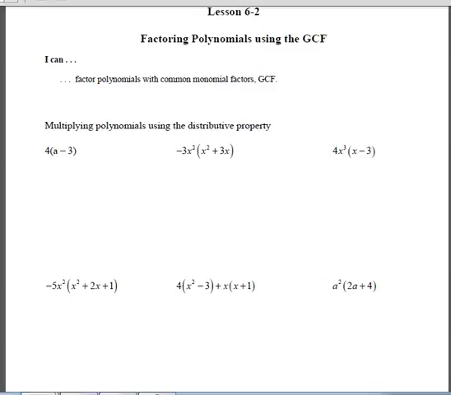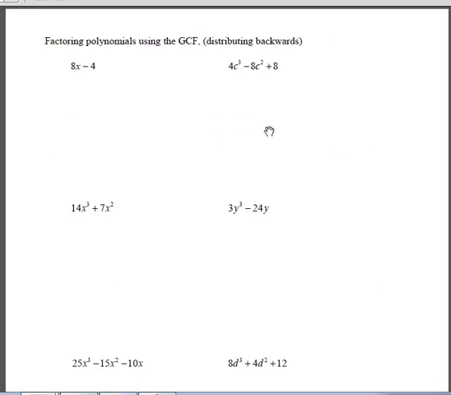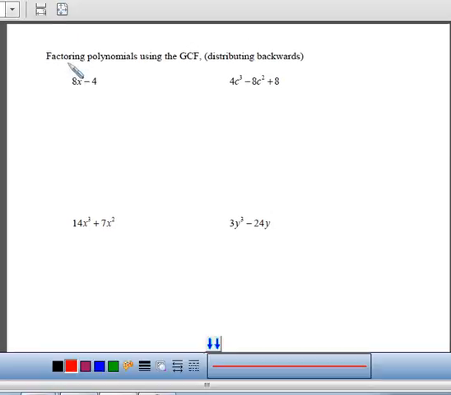So over on the next page, page 5, we are going to be factoring polynomials using the GCF, so distributing backwards. Factoring and distributing are inverses. So factoring, and then put some space in between, distributing.